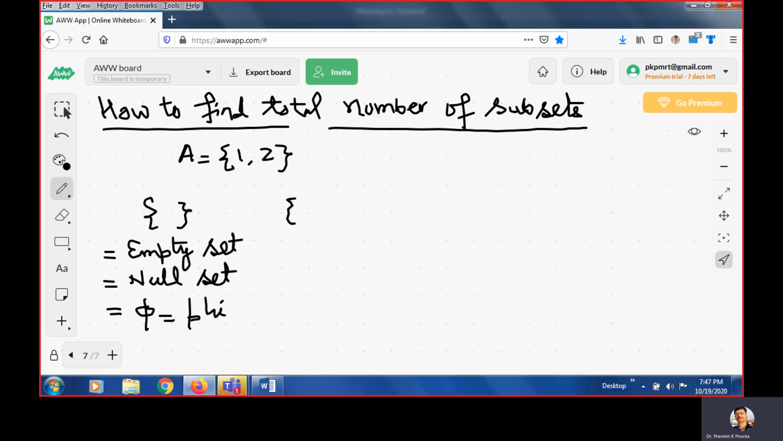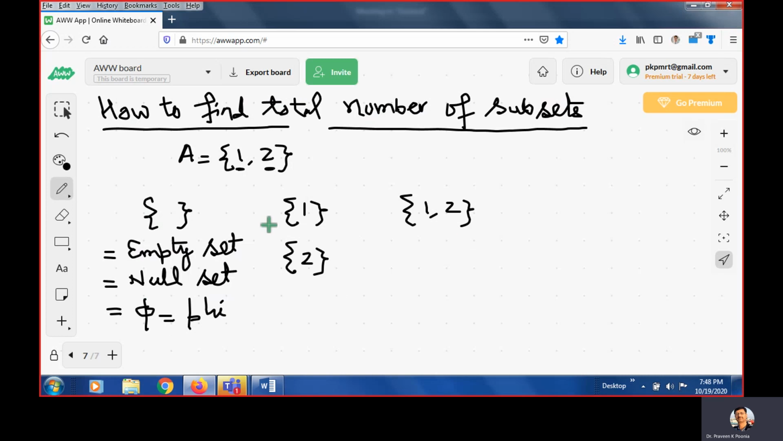Clear? Now we'll take one number here: {1} and {2}. One number means we'll choose only one. So we'll take 1, then we'll take 2. And then we'll take 2 numbers. That's all. Clear? So first we take without any number, then we take 1 number, then we take 1 and 2. So how many subsets? We have 4 subsets.